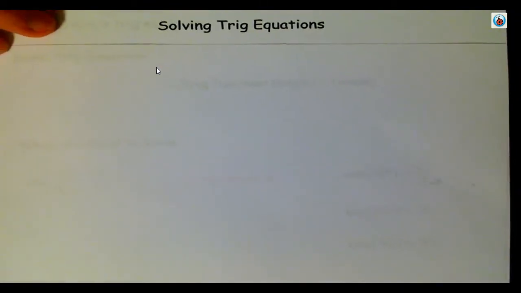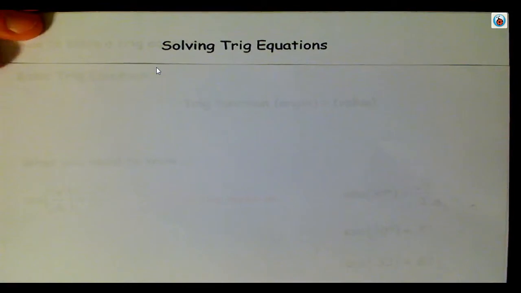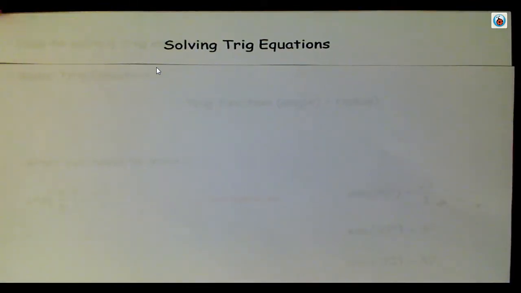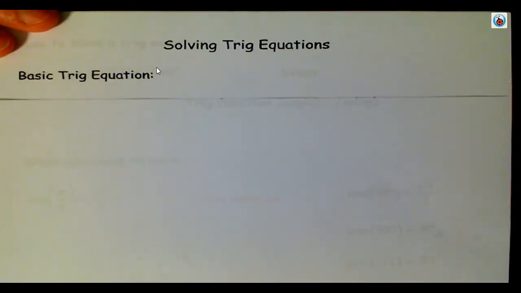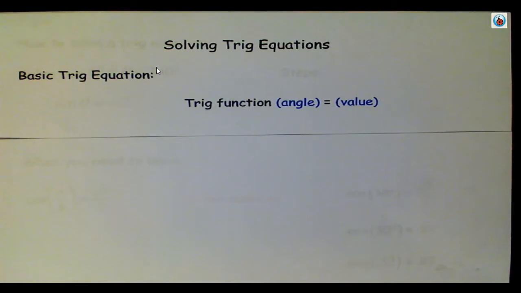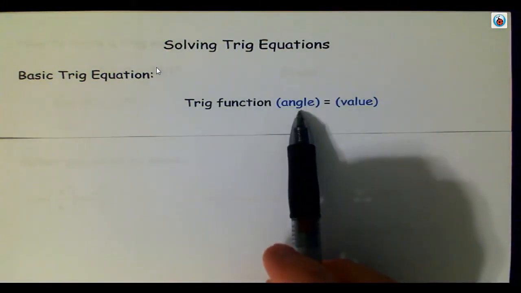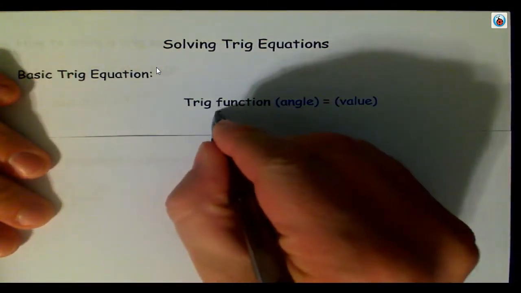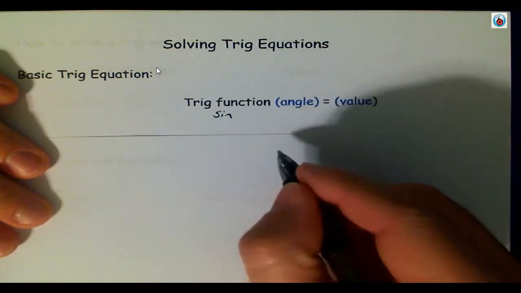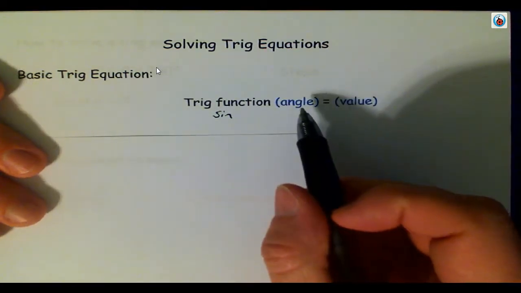Alright, today's notes. You need to keep out your unit circles, guys. Alright, solving trig equations. This is a little bit different than what we have been doing. Okay, a basic trig equation, just like on the warm-up. We have our trig function with an angle inside of the parentheses will equal a value. Now, a trig function, remember, that can be anything. That could be sine, okay, that could be cosine, tangent, whatever one that we're working with.